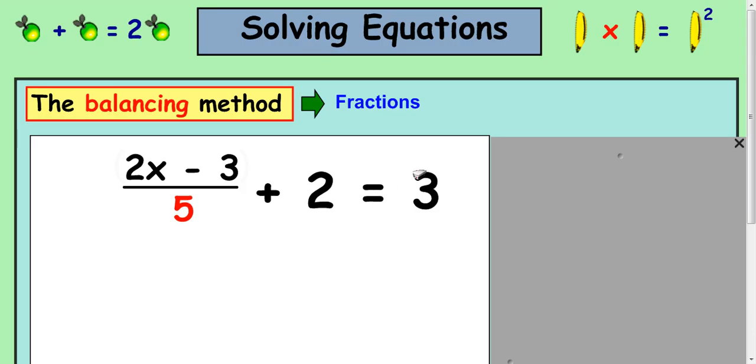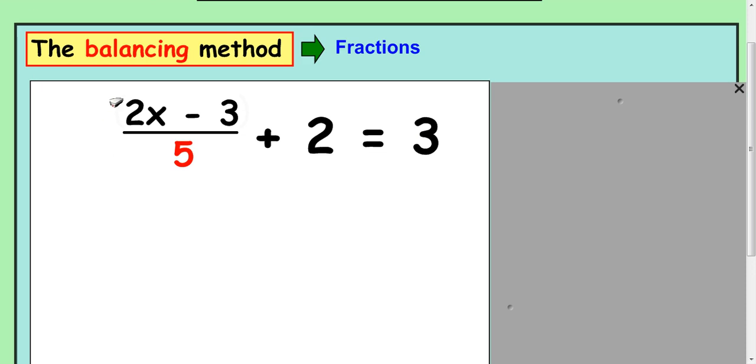Okay, let's look at another example like that. So here we have (2x take away 3) divided by 5, add on 2 equals 3. So as before, put brackets around the 2x minus 3 because all of that's been divided by 5, not just the 2x or just the 3, all of it together.